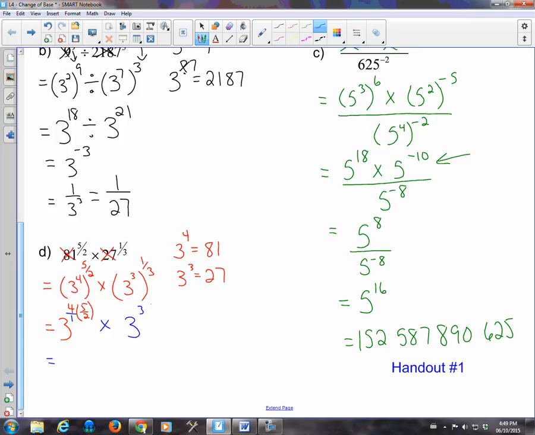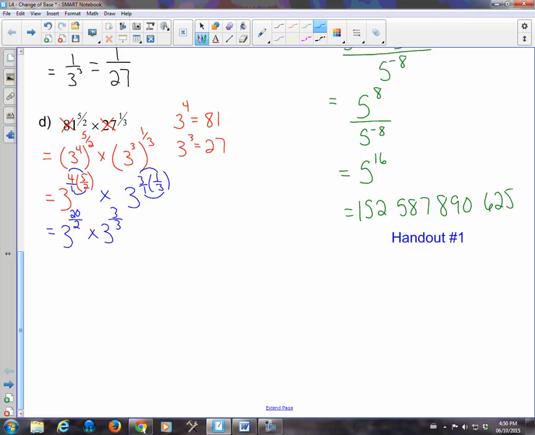So I've got 3 times 1 over 3. Add a bottom number of 1. So keep my base. 4 times 5 is 20. And 1 times 2 is 2. Keep my base. 3 times 1 is 3. And 1 times 3 is 3. And I can simplify. 20 divided by 2 is 10. And 3 divided by 3 is 1.